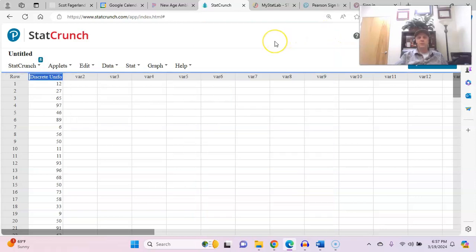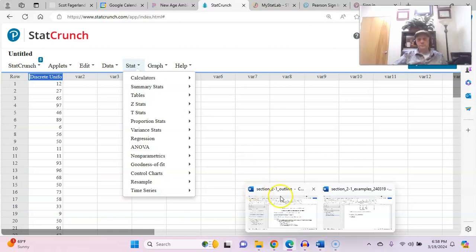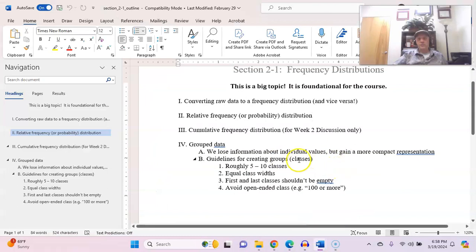So if we want a shorter, condensed version, we group the numbers. That basically means that instead of counting individual numbers, we're going to group them into 10s or 20s. And there are some guidelines for doing that. I noticed that StatCrunch does it automatically, but I'll run through them here for you.